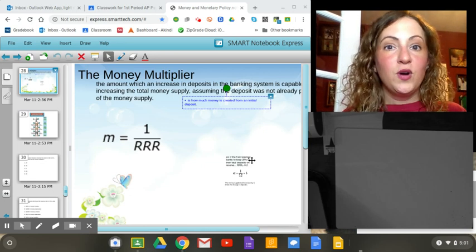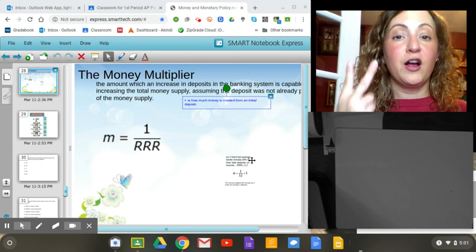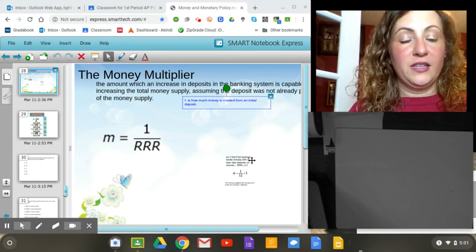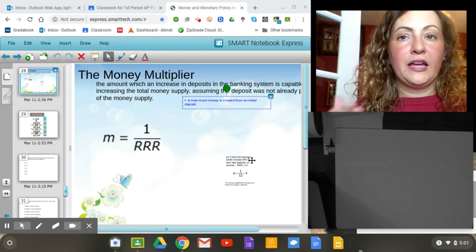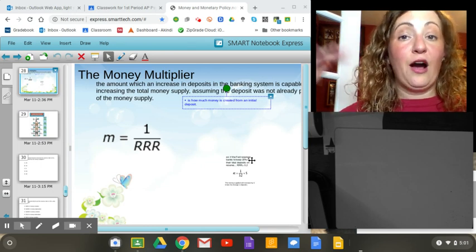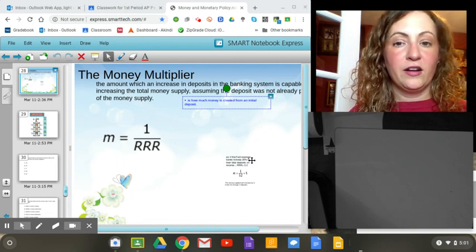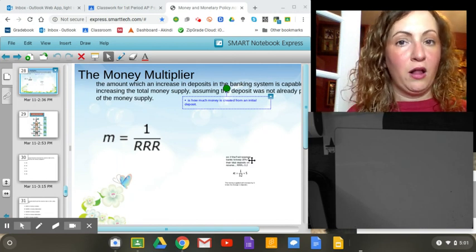So today we are talking about the money multiplier. Yes, a new multiplier. We have the tax multiplier, we had the spending multiplier, but those dealt with fiscal policy typically, meaning changing taxes or government spending and how that affects GDP. But this money multiplier has to do with monetary policy.